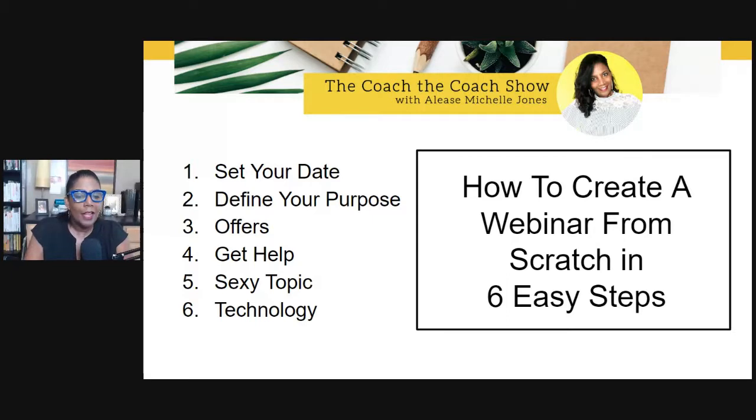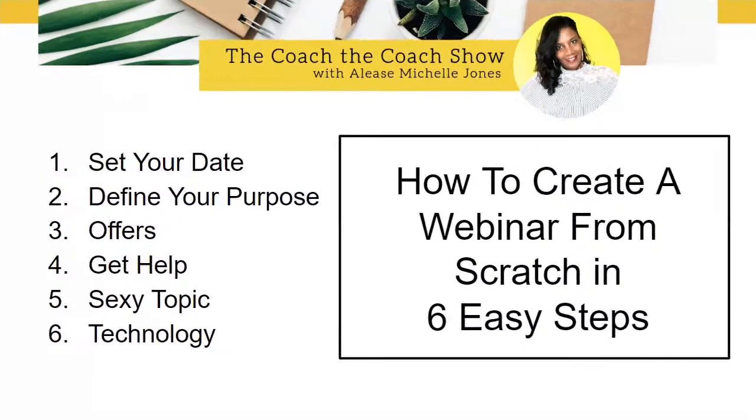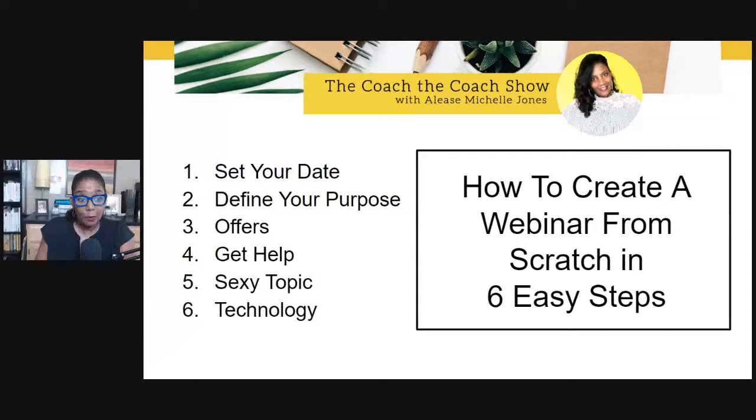Okay. Number 4 is to get help. Get people to help you do a test run of the webinar first so you get comfortable with that. And then number 5, have a sexy topic, which if you join the Coachpreneur Club, you will have sexy topics every single month. And number 6, choose the technology that you're going to use. Choose technology that you are familiar with, that is easy, and it works very well for you.